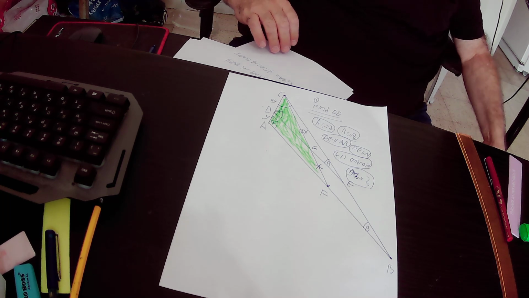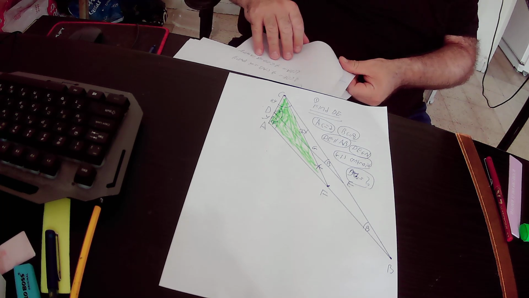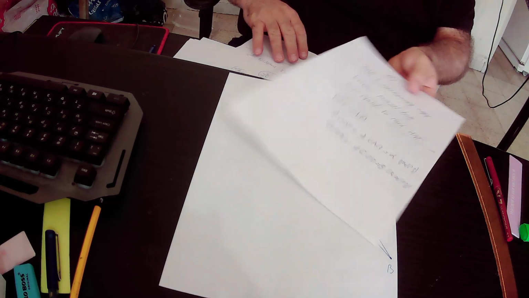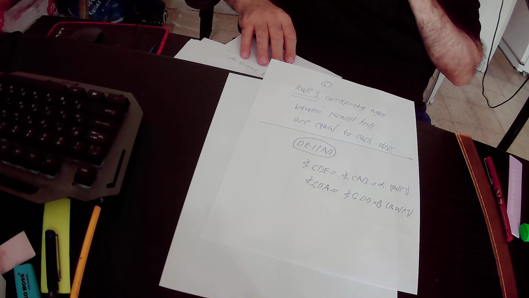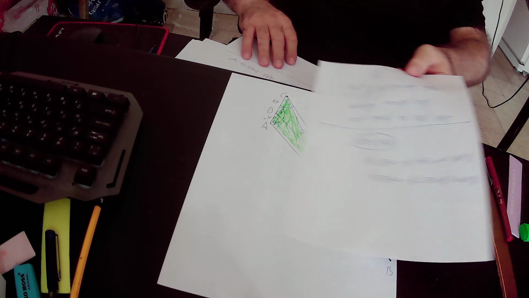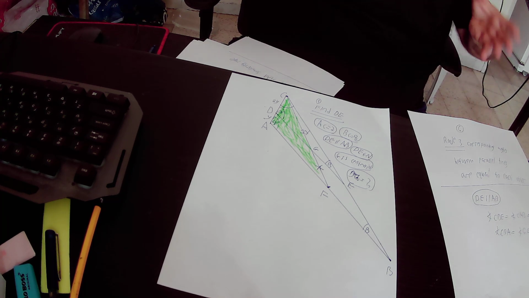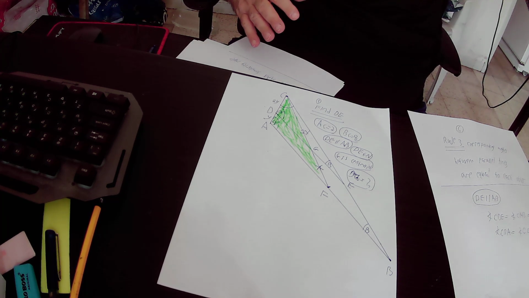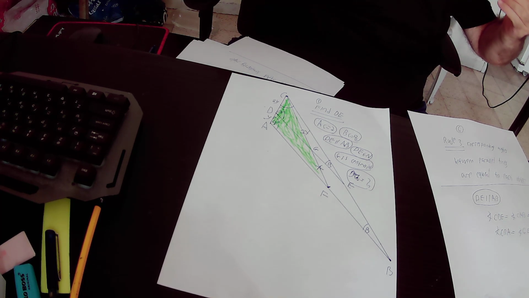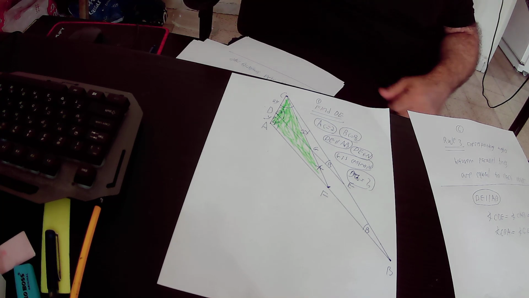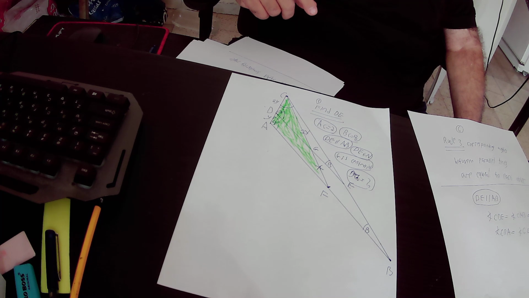Okay, and then we also have rule number 3. Rule number 3 states that corresponding angles between parallel lines are equal to each other. What is the meaning of rule number 3? It states that if we have two lines that are parallel to each other, then the corresponding angles between those two parallel lines will be equal to each other.